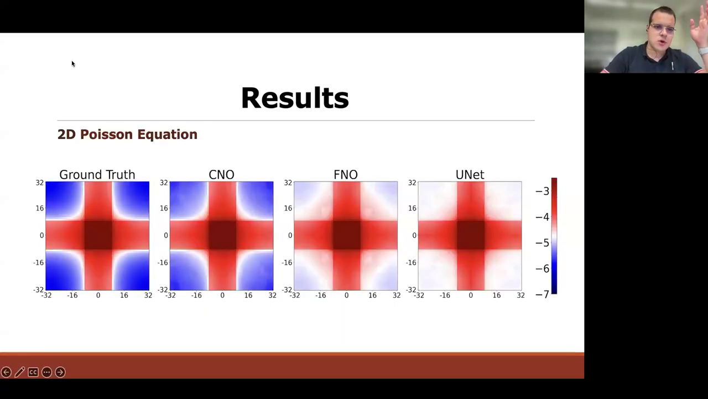Also, we had this Poisson equation example, and I wanted to explain this slide in detail, so what it means. In this example, the aliasing phenomenon really hit other models.